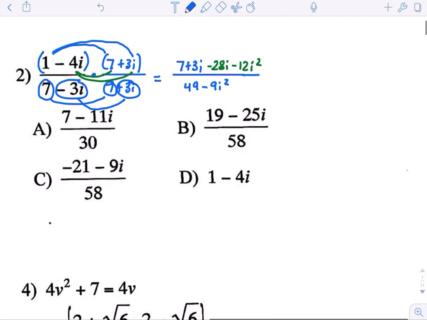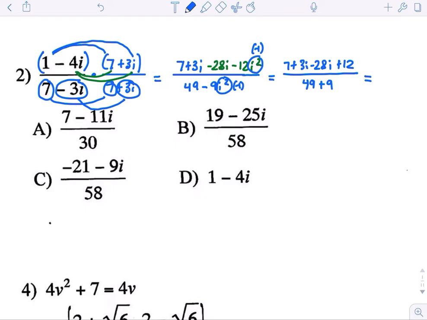Okay, moving on. Alright, I'm going to change my i squares. I know this i squared is negative 1, right? And I know this i squared is also negative 1. So, I'm just going to rewrite this. 7 plus 3i minus 28i. Okay, negative 12 times negative 1 now, which is plus 12. 49, and then write negative 9 times negative 1 is positive 9.